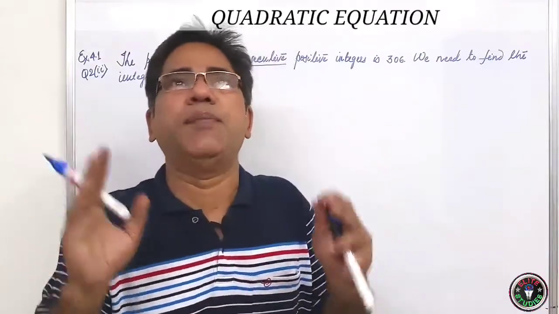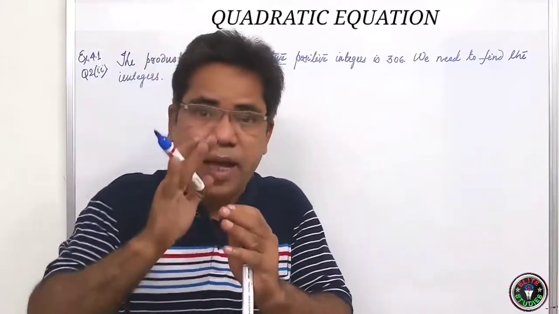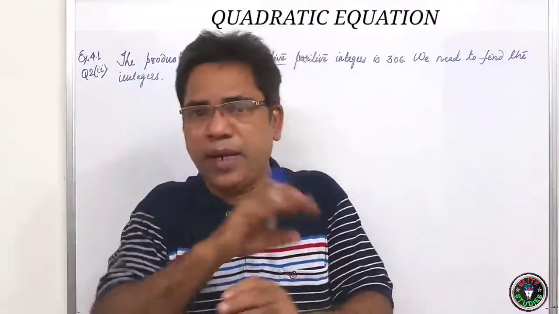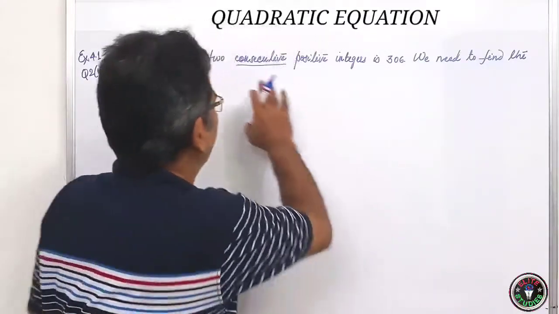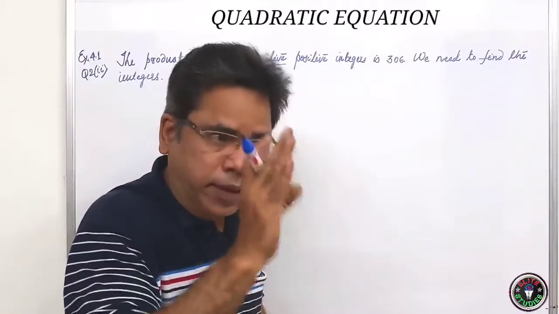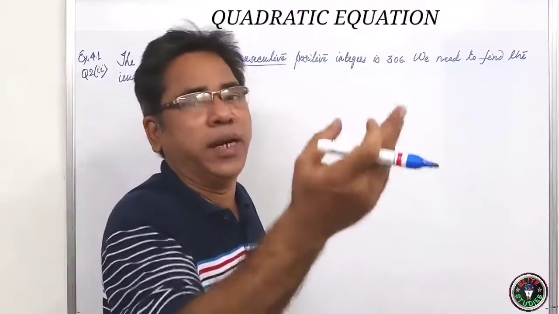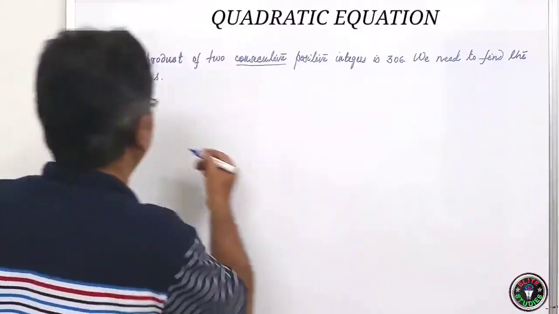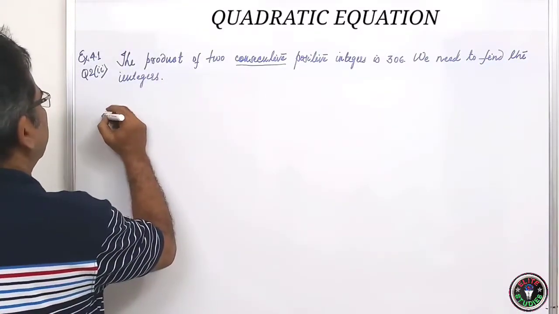Okay, suppose you consider number 100, then what will be the consecutive integers for 100? Either you may think of 101 or you may think of 99. They can be considered as consecutive. Right, students? So if we consider a number as n, then the consecutive number will be n plus 1, or you can consider n minus 1. So having said this, let us consider the solution.